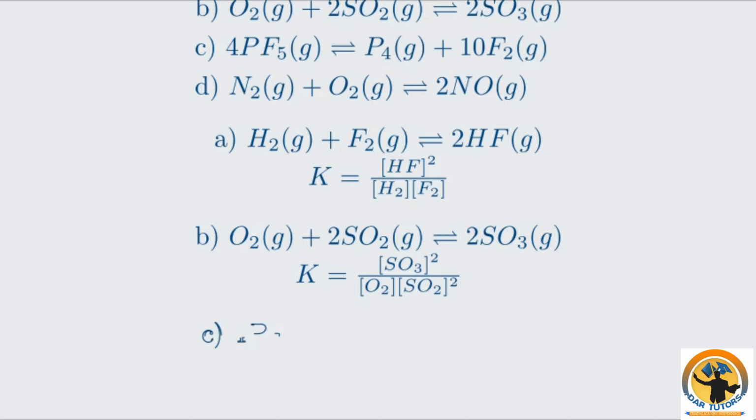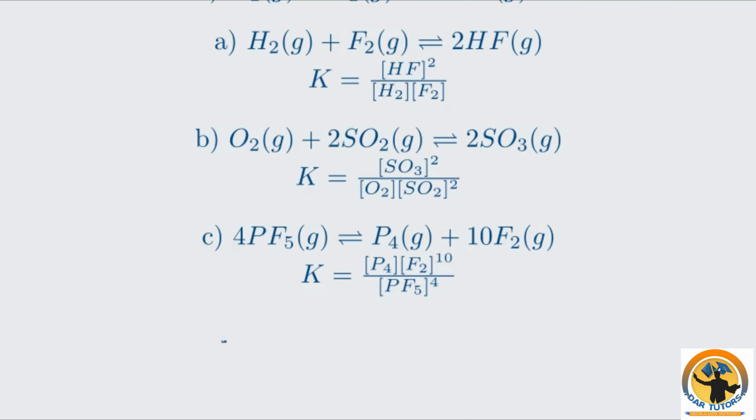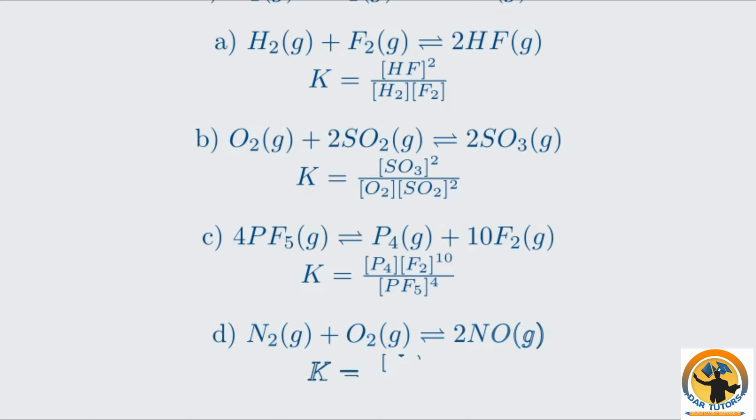For the decomposition of phosphorus pentafluoride, it's concentration of P4 times concentration of F2 to the power of 10, all divided by concentration of PF5 to the power of 4. Finally, the reaction between nitrogen and oxygen to form nitric oxide. The expression is concentration of NO squared divided by concentration of N2 times concentration of O2.